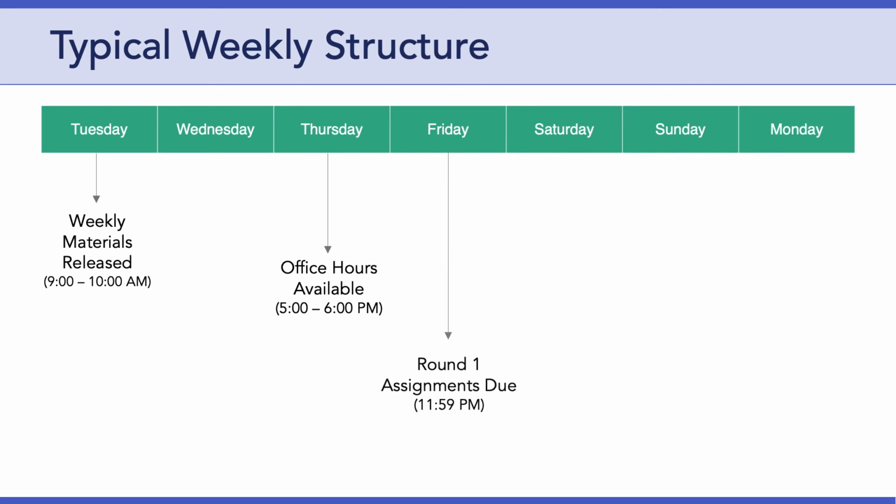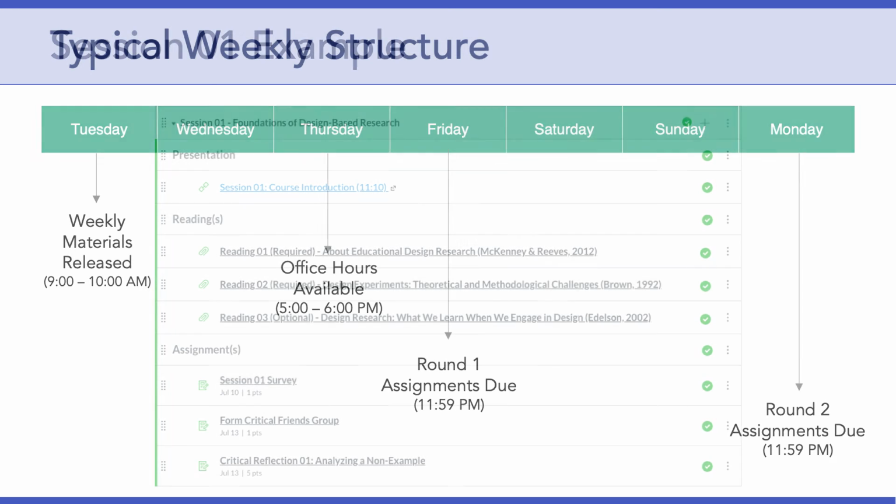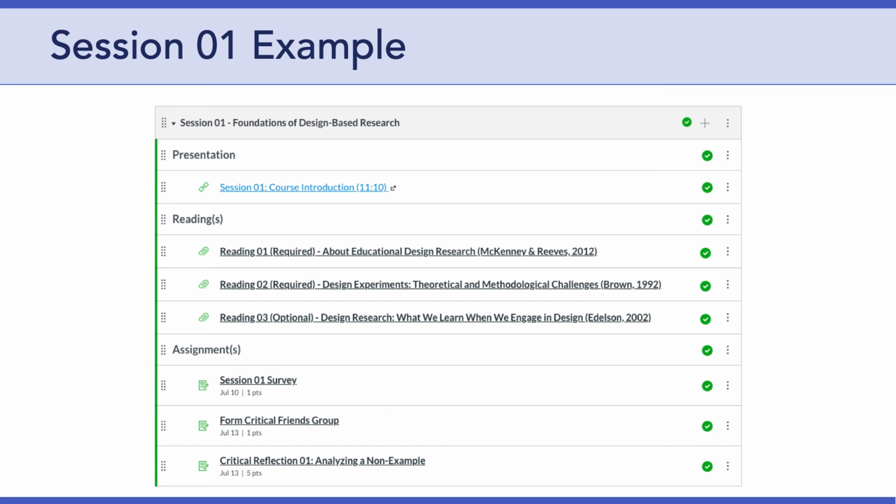On Fridays at midnight, the first round of assignments will be due. And then finally on Mondays at midnight, the second round of assignments will be due. I just want to point out in advance, because we're working in a compressed 6-week time frame, we have multiple assignments due each week. Typically, the first assignment will be due on Friday evenings at midnight, and then the next one will be due on Mondays at midnight.